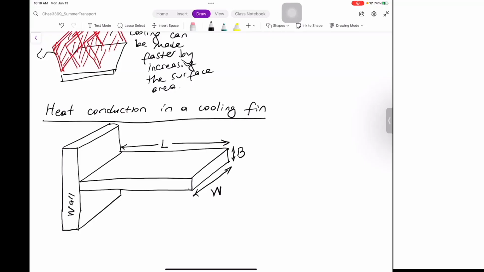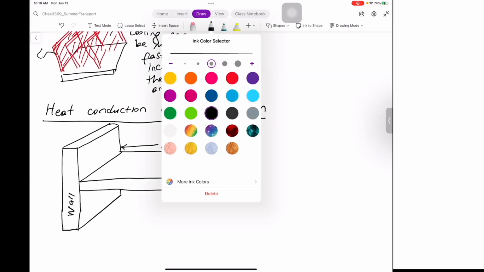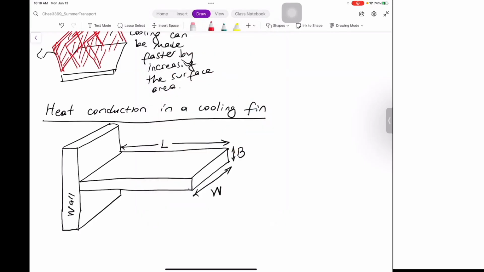Okay. So I want to find out the temperature profile, heat transfer rate, like how fast it cools, and so on and so forth. Now, let me give you the coordinates. We're going to work in one dimension. So this is your x, dimension x. This is where x is equal to 0. This point is where x is equal to L.